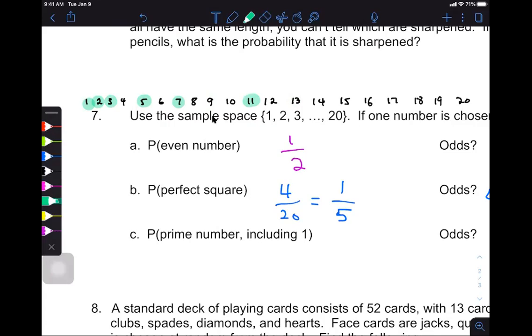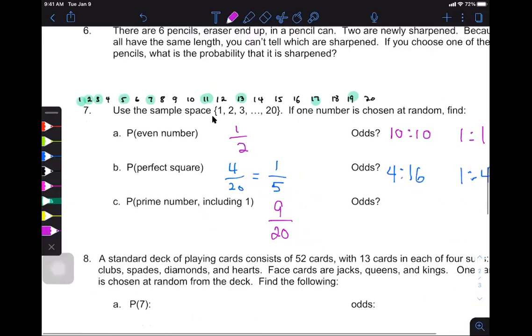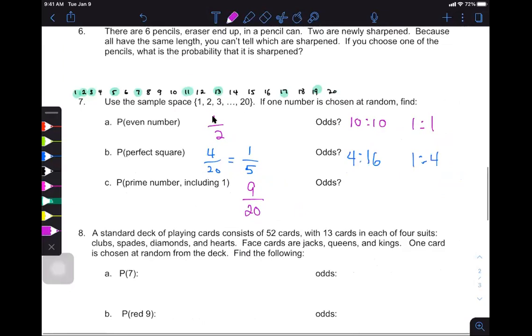So 11, after 11 is 13, good. Our next one, 17, good. And last one, 19, perfect. How many total is that? 9, yeah, that's where that 9 came in. 9 out of 20. Can that be reduced at all? No. So Morgan, what's going to be our odds if our probability is 9 out of 20?